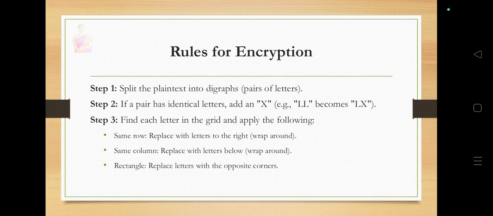And next, after splitting, check the matrix. If both the letters are located vertically, then take the letter below, that is the down letter. If both the letters are located horizontally, then take the next letter, that is the right side letter. If both the letters are in different locations, that is, neither in the same row nor the same column, then draw a box shape. It may be a square or a rectangle, no problem. Draw a box shape, join the letters and take the intersecting letters, right? Is it clear?